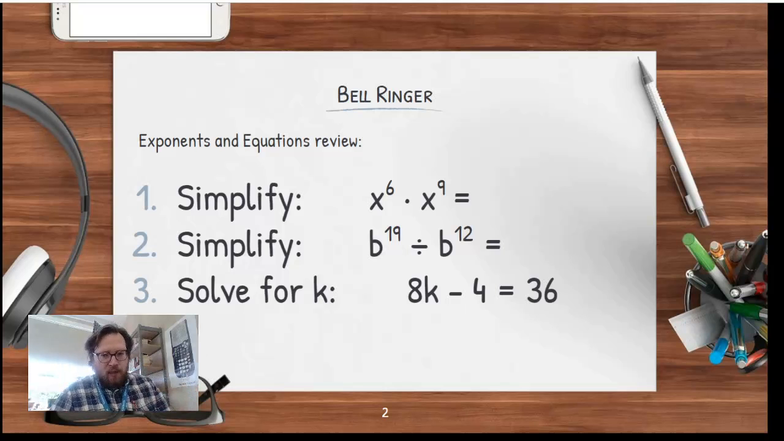Number 2 is very similar. B to the 19th divided by b to the 12th. When you're dividing exponents that have the same base, you subtract the powers. 19 minus 12 is 7, so b to the 7th.